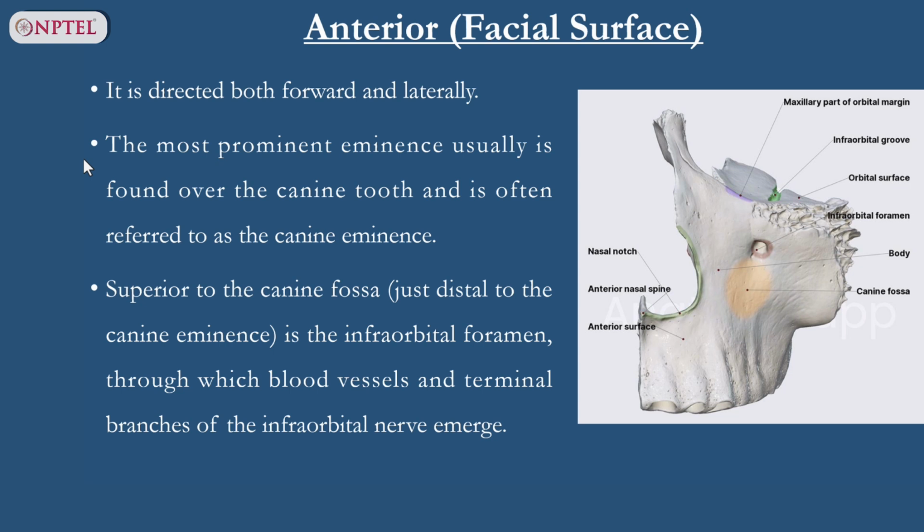The most prominent eminence on the anterior or facial surface of the maxilla is found over the canine tooth, and it is often referred to as the canine eminence. Now, superior to this canine fossa, just distal to the canine eminence, is the location of the infraorbital foramen, which lies almost 5 mm below the inferior orbital margin. From this foramen, infraorbital vessels and terminal branches of the infraorbital nerve emerge.